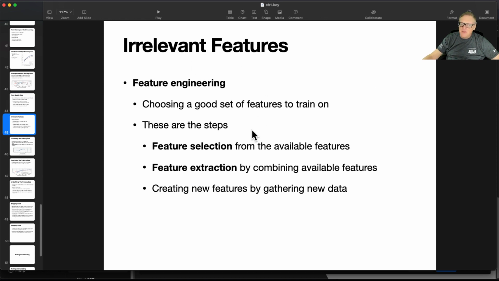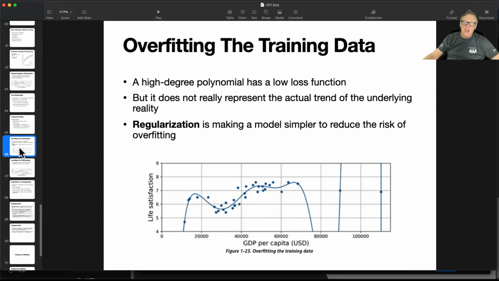So then there's irrelevant features. Choosing features to train on is good. You make a selection from the available features, extract the features, and you can also gather new data or combine features to create different features from the data.